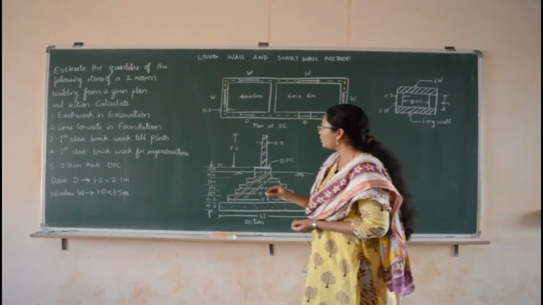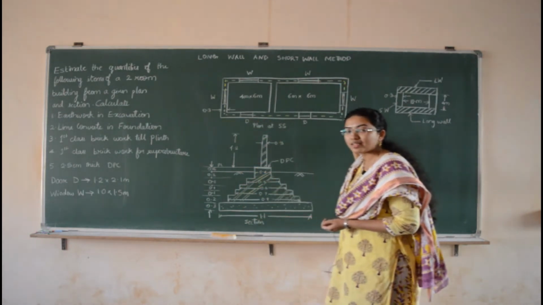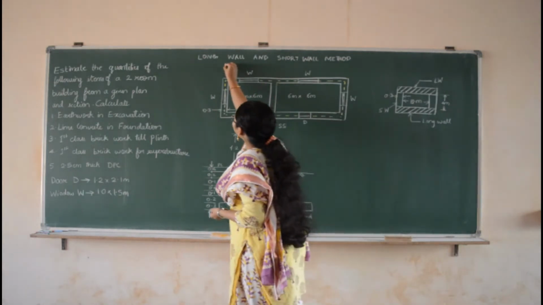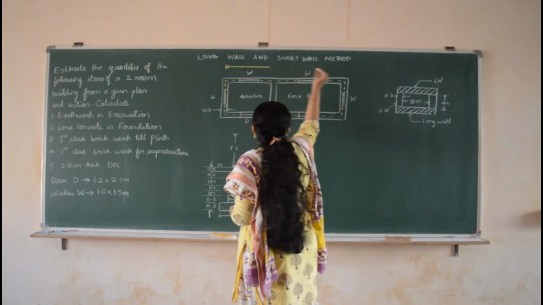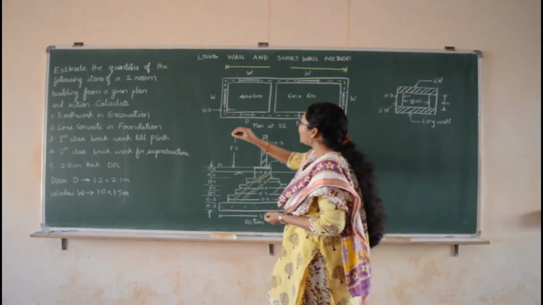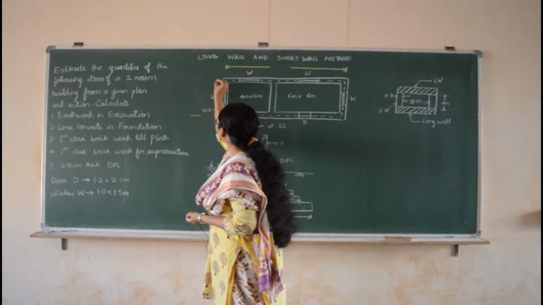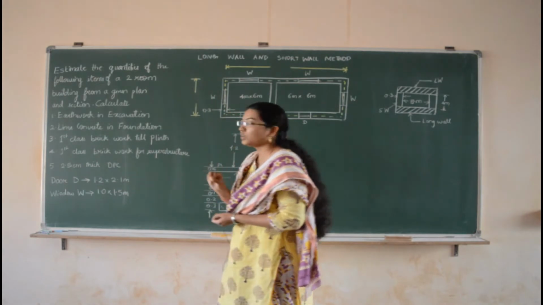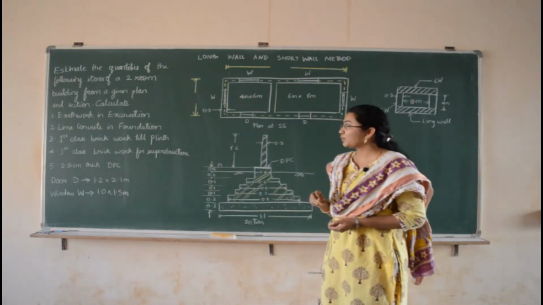Now we need to know the center to center distance of this particular plan, that is from this center to this particular center. Similarly, on the other side, from this center to this center, the distance we have to calculate. So how to calculate that?